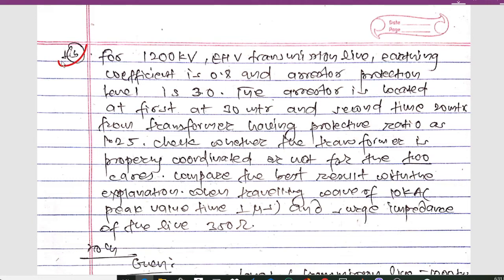This is also one of the important numericals. Here we can see for a 1200 kilovolt EHV transmission line, the earthing coefficient is 0.8 and the arrestor protection level is 3.0. The arrestor is located first at 30 meters, and second at 20 meters from the transformer having a protective ratio of 1.25. Check whether the transformer is properly coordinated or not for the two cases, and compare the best result with explanations.